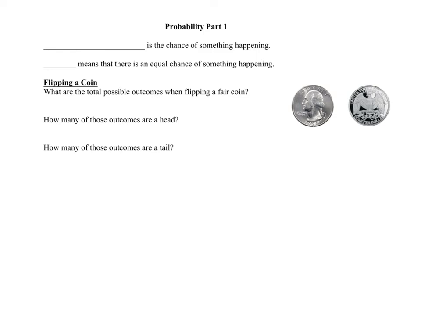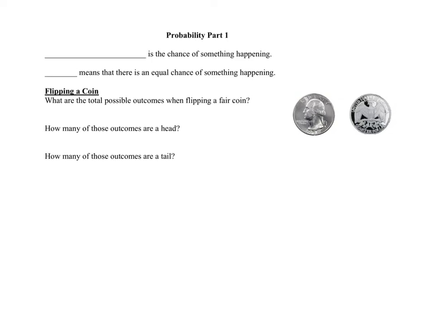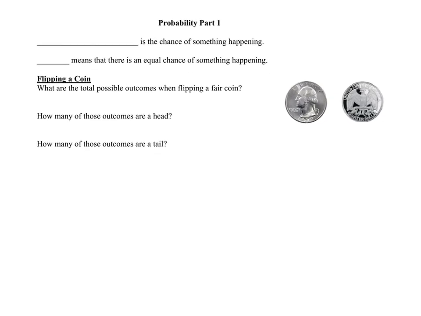All right, lesson 2.2, probability, part 1. So probability is the chance of something happening. Fair means that there's an equal chance of something happening.